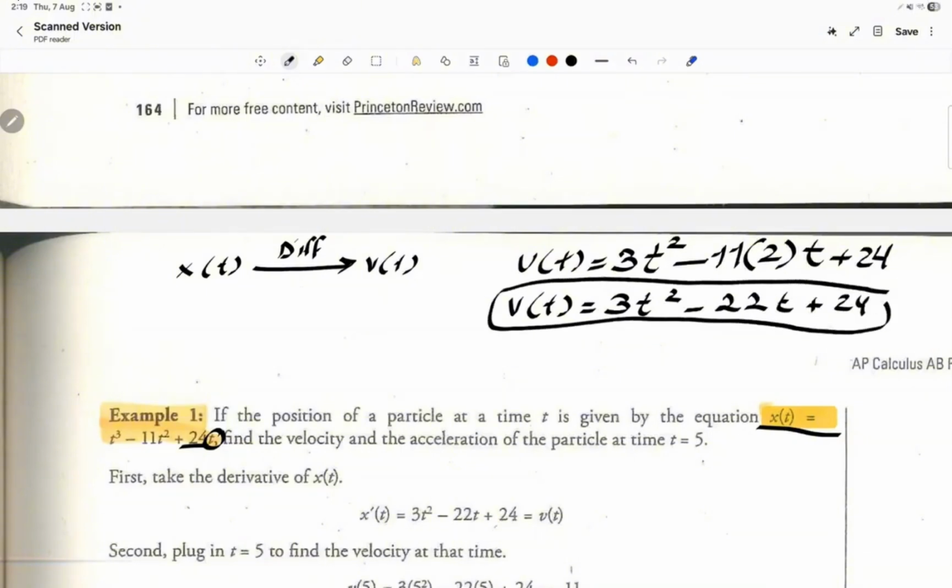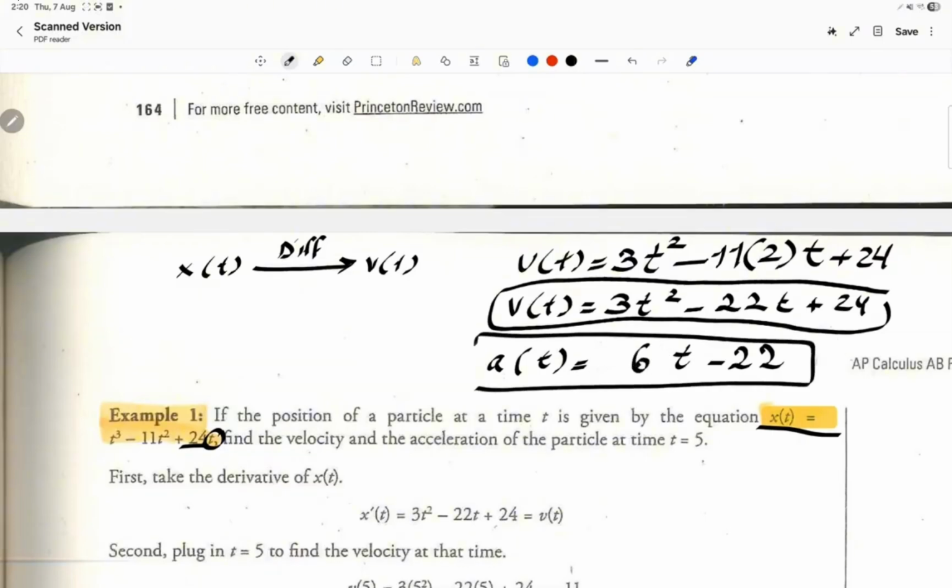Let's now find the acceleration. The 3 stays where it is. The power 2 goes down. And now the power is going to be 2 minus 1, which is just a 1t. Minus 22, the letter disappears upon differentiation. And the number 24 disappears if it's alone. And now 3 times 2 just equals 6. And that's how you differentiate.